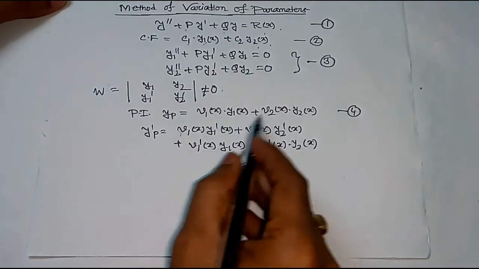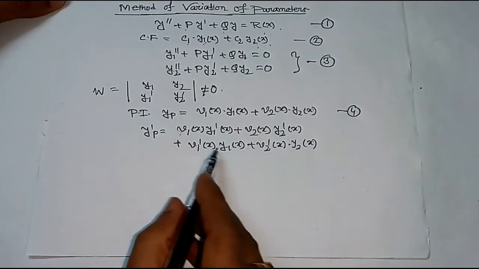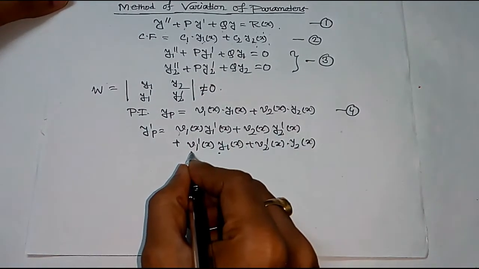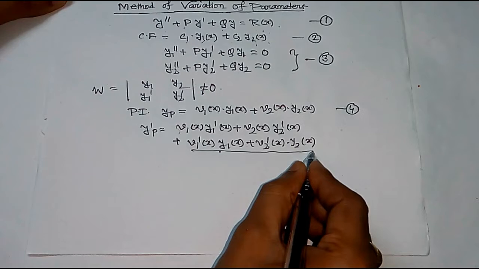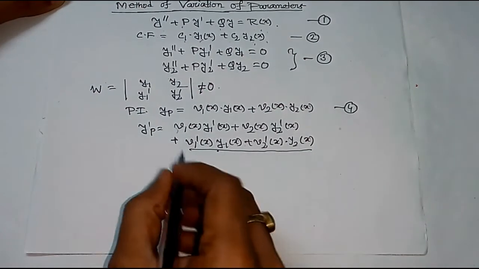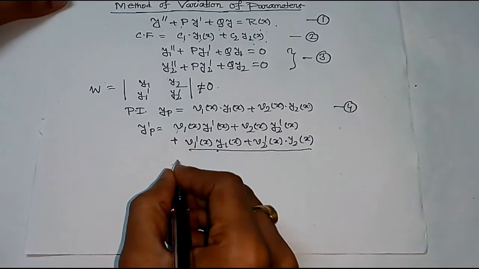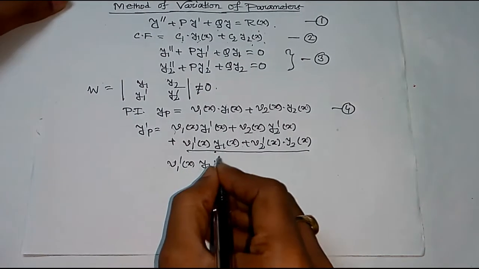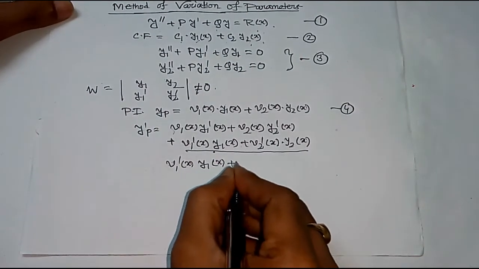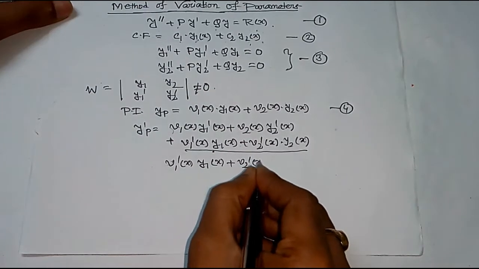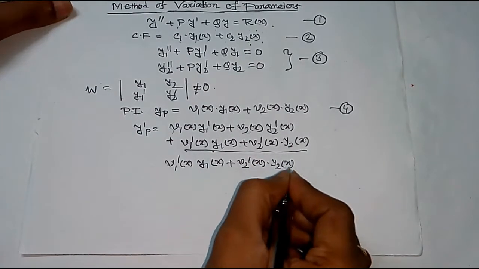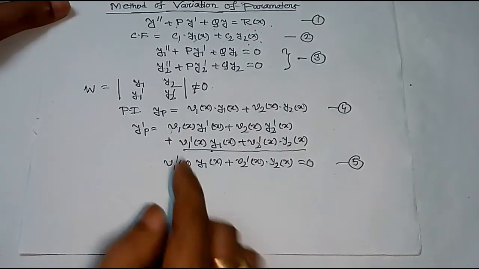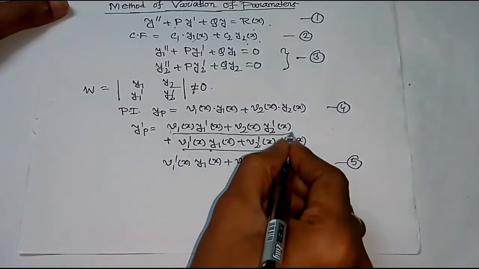Now if we differentiate this equation, then after differentiation it becomes this one. Now suppose we select v1 and v2 in such a manner that this term is equal to 0. That means we assume v1 dash y1 plus v2 dash y2 is equal to 0. We call it equation number 5. Then yp dash becomes only this one.